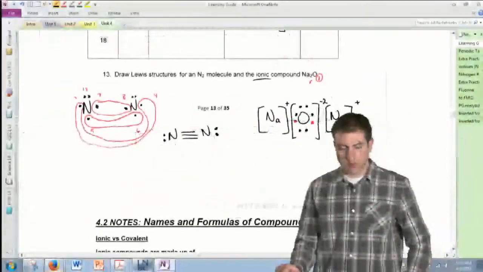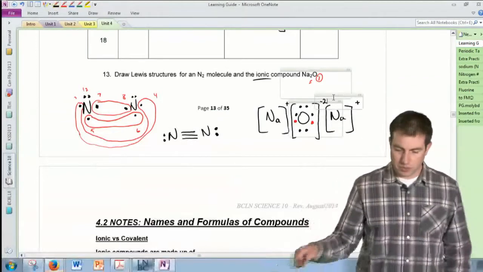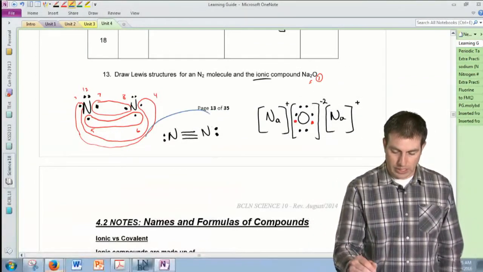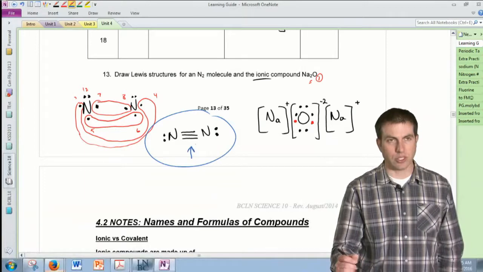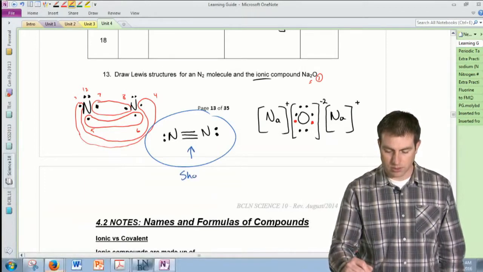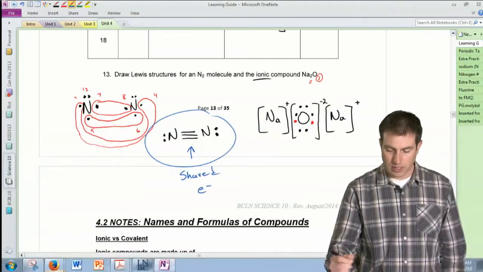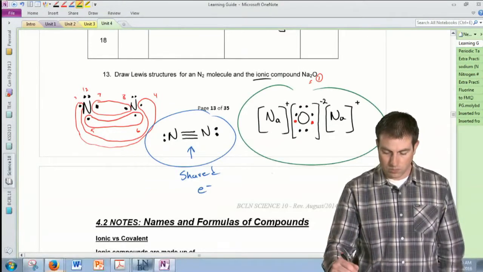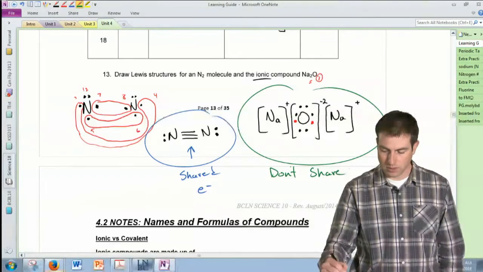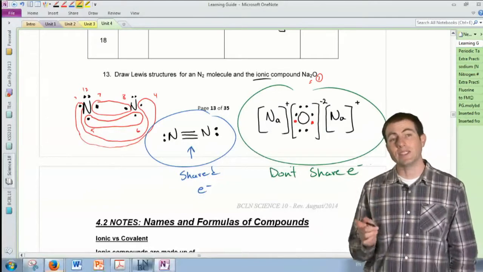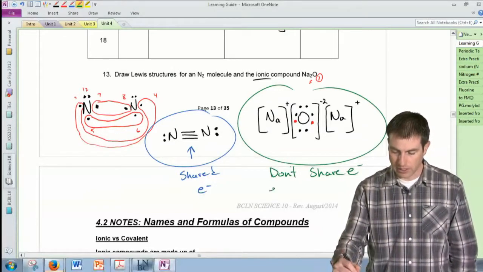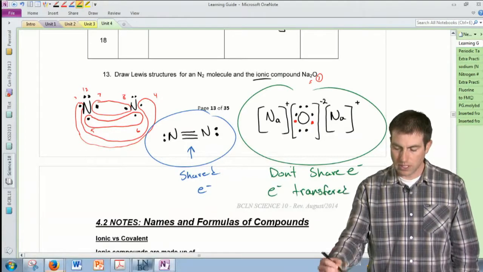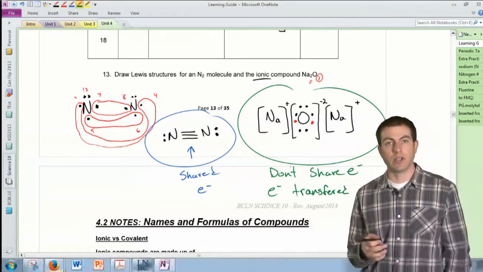So that's what that compound's going to look like. You notice the difference between what I've drawn here. My nitrogen has these lines showing shared electrons. In ionic compounds, here, we don't share electrons. Electrons are transferred. I guess I could write that. And that is by definition what an ionic compound is.